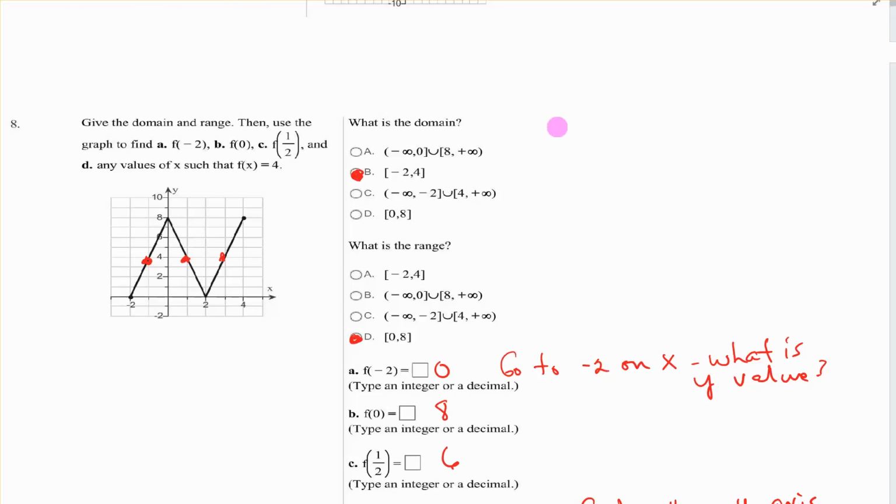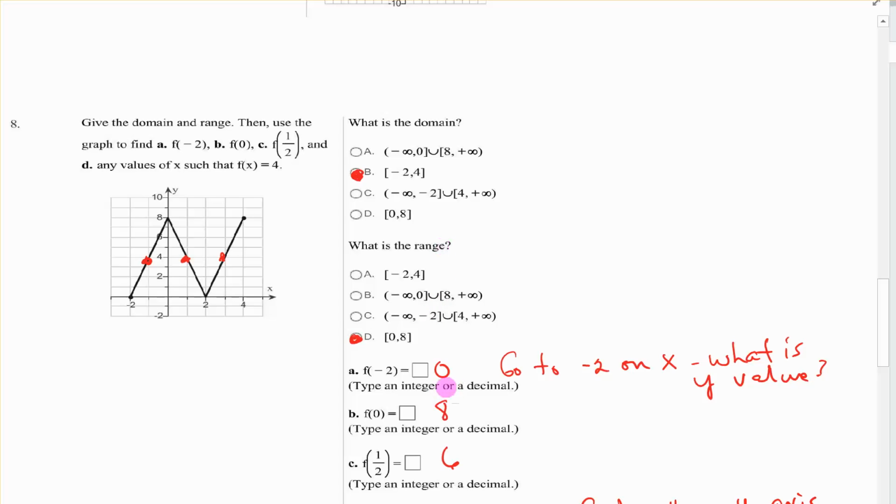Now, the domain of this, and then use the graph to find various items. So what is the domain? This one has limits on it. So it starts at negative 2 and it goes to an x value of 4. So that is that one. Okay. What is the range? The lowest y value is 0, highest is 8, so the range is 0 to 8.